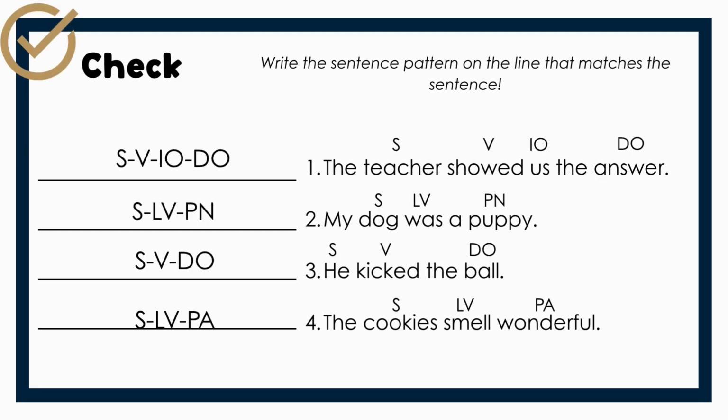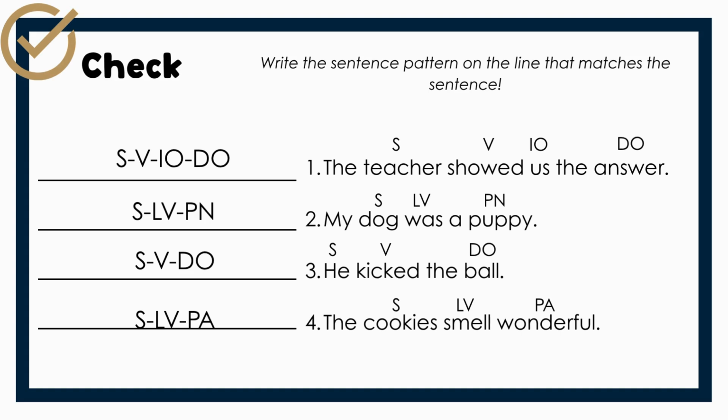All right, let's check. So in our first sentence, the sentence pattern we have is subject, verb, indirect object, direct object. Our subject is teacher, our verb is showed. To find the direct object, we ask the teacher showed what? The answer is answer. And to figure out the indirect object, we can ask the teacher showed the answer to whom? The answer is us. Something that I forgot to mention earlier in the video is that when you're working with subject, verb, indirect object, direct object, it's more helpful to find the direct object first and then find the indirect object after.